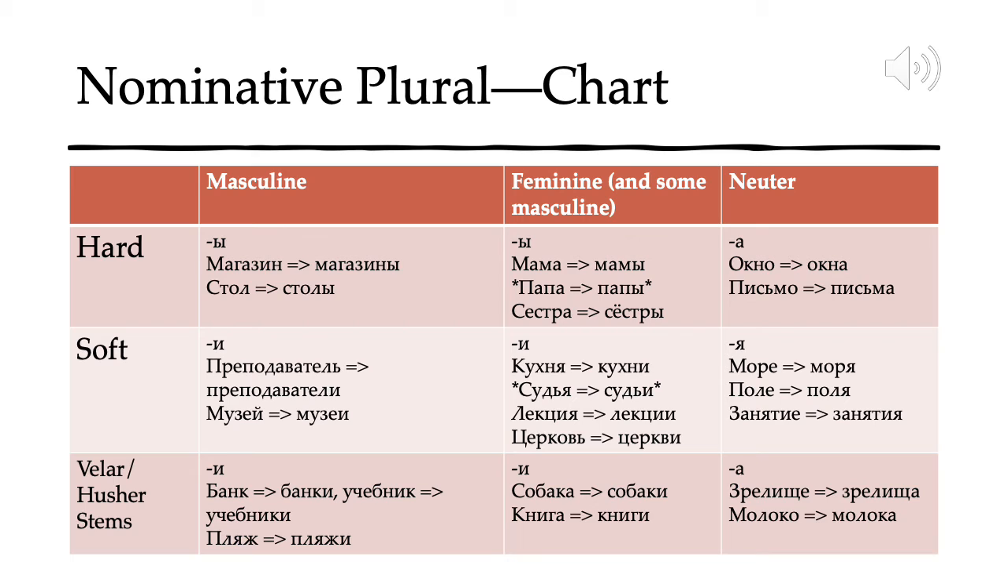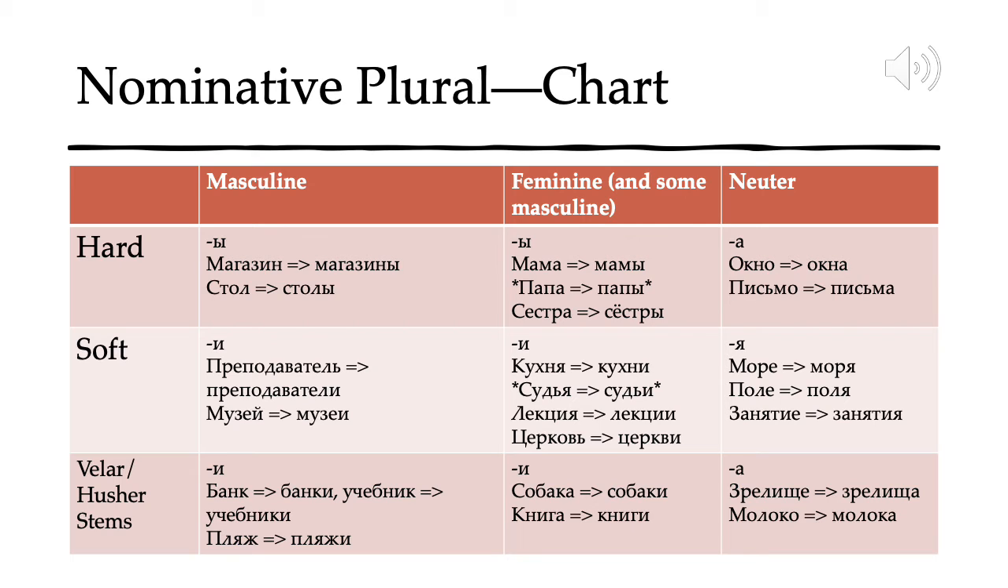And then finally, we have neuter nouns. If they are hard stems, so they end in o, that o is going to become a. So okno becomes okna, and pismo becomes pisma. Note again the shifting stress. It is end-stressed in the nominative singular, and then the stress shifts onto the stem in the nominative plural. Okno, okna, pismo, pisma.